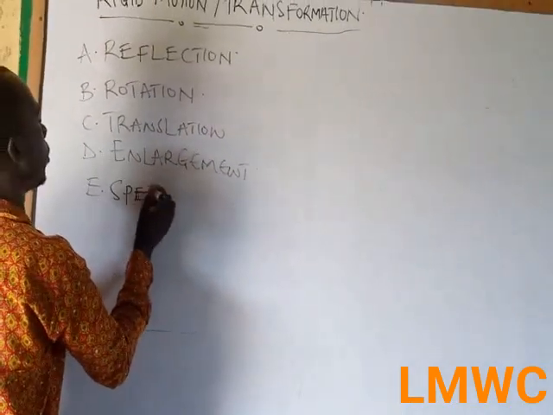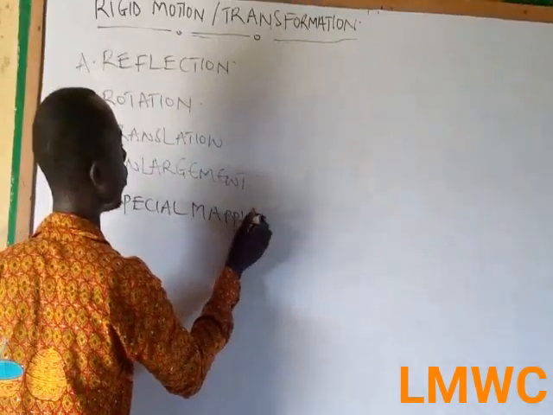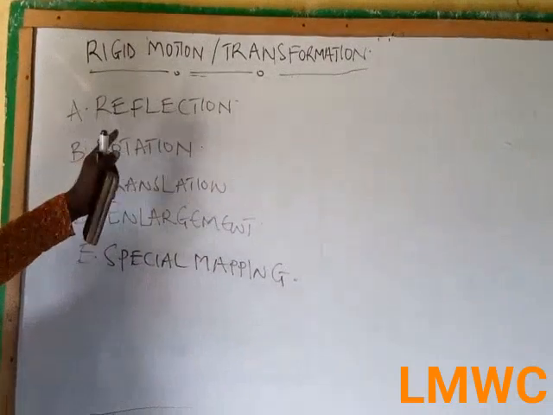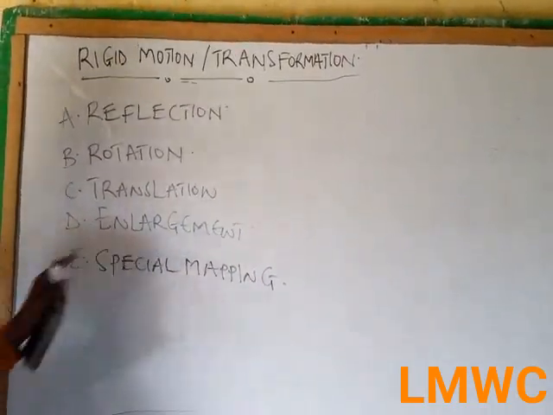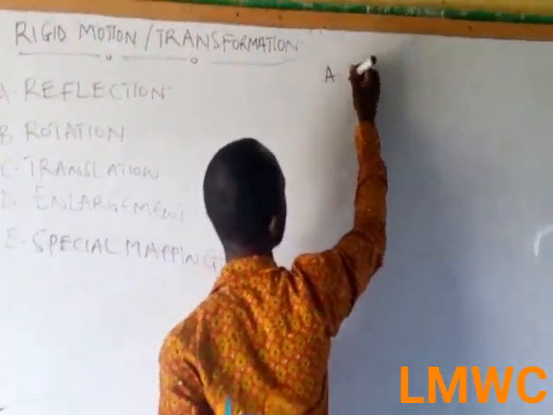Special marking. We have these headings: reflection, rotation, translation, enlargement, and special marking. So I start with reflection.